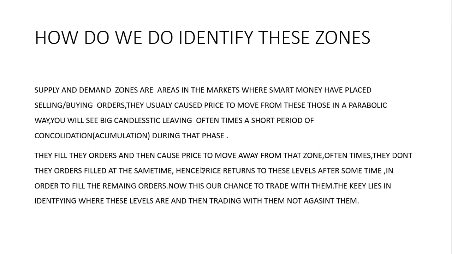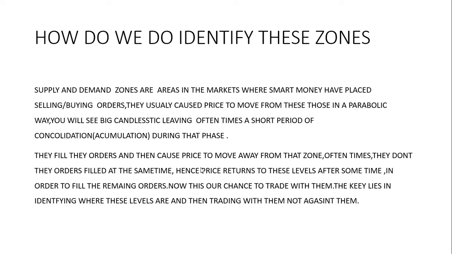So how do we identify these levels? How do we identify supply and demand levels? Supply and demand levels are areas in the market where smart money have placed their selling and buying orders. They usually cause price to move away from these zones in a parabolic way. You see big candles leaving an area. Oftentimes, before that big move, you're going to see price consolidating for a short period of time, which is called an accumulation phase. And then they fill their orders and cause price to move away from that zone.